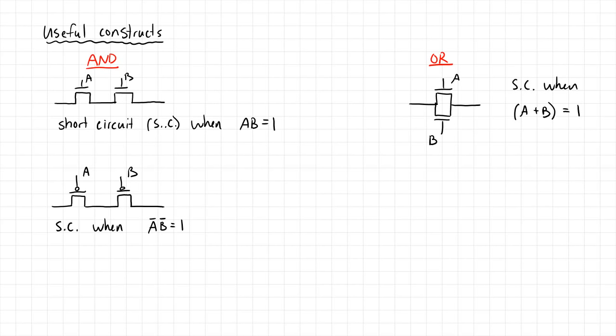Okay, and similarly for the PMOS, we have again a similar type of structure here, 2 PMOS devices in parallel. I should put the solder dots here to be extra precise. If this is A and B, this is a short circuit when one of A bar or B bar is equal to 1.